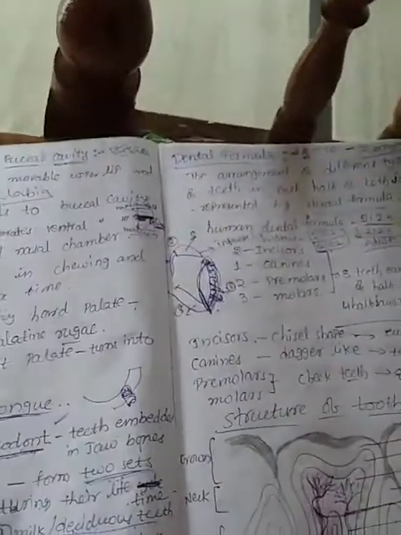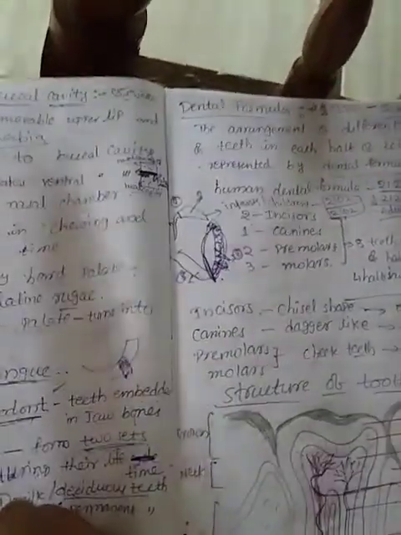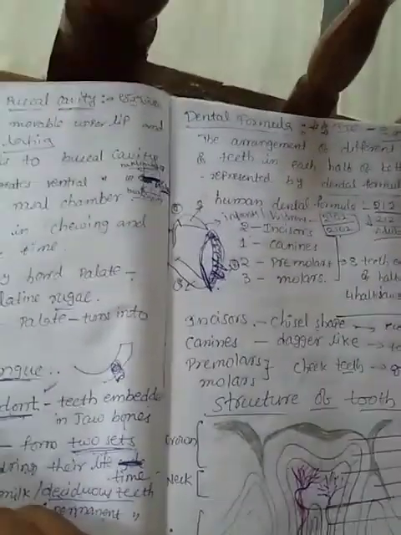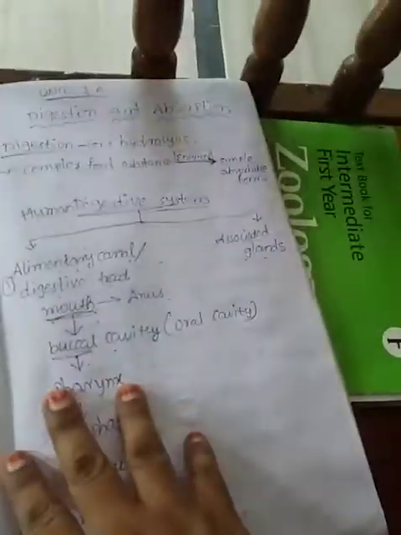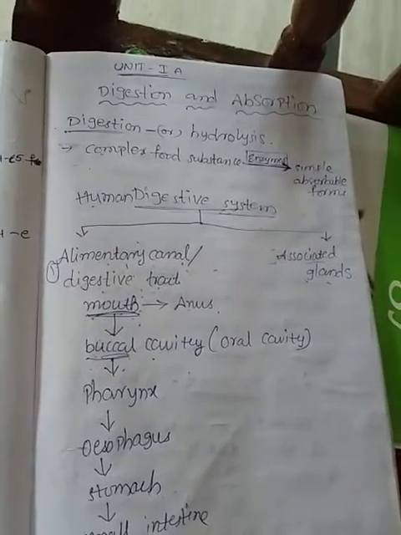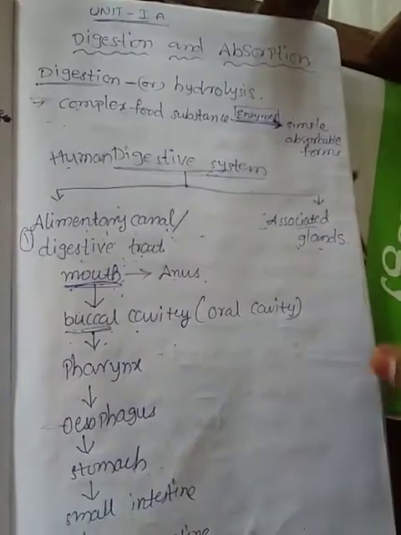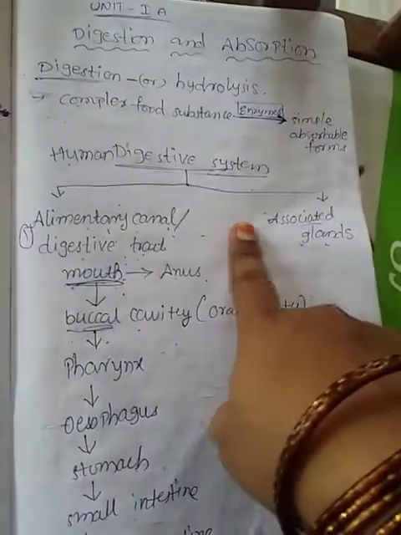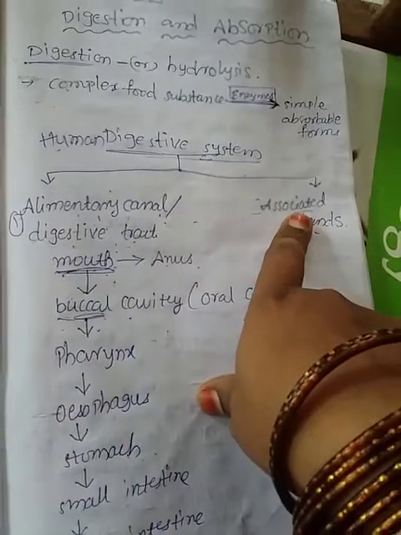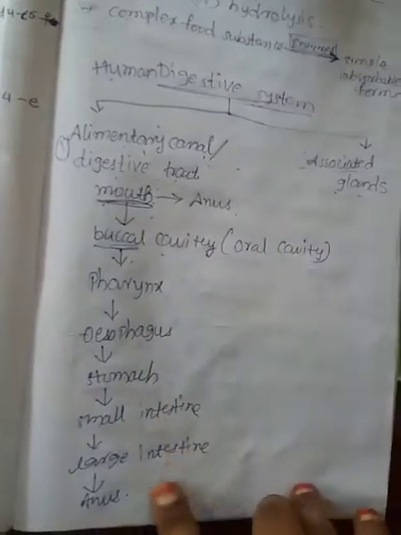Yesterday, in our last class, we discussed the digestive system and what digestion is. Here is a small recapitulation. The human digestive system, or any digestive system of an organism, has two major parts: the alimentary canal and the associated glands. The digestive tract starts with the mouth and ends with the anus.